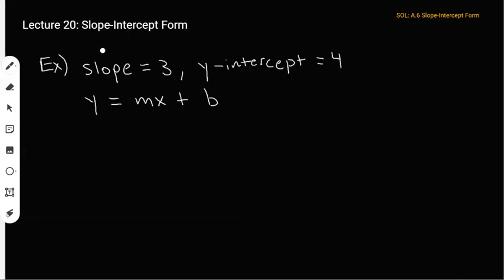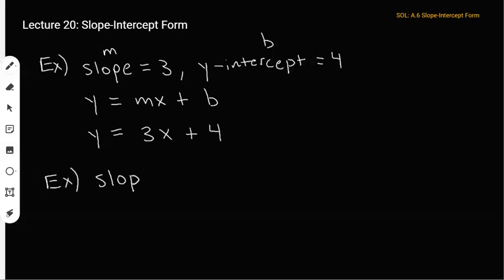Our slope, or our m, is going to be 3. So in place of this m right here, I'm going to put a 3. Then I'm going to put down my x, and then a plus sign in the middle. And our y-intercept, also known as b, is going to be 4 for this one. So I get y equals 3x plus 4. So we're always putting the slope beside the x. We're multiplying 3 by x. And then we always add the y-intercept off to the side. So that's why I have y equals 3x plus 4.